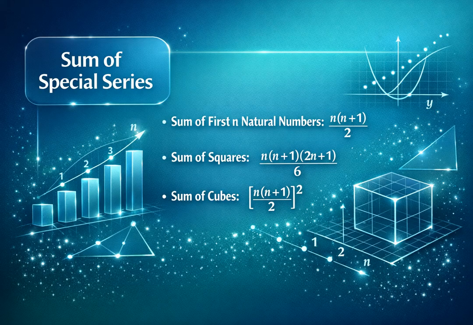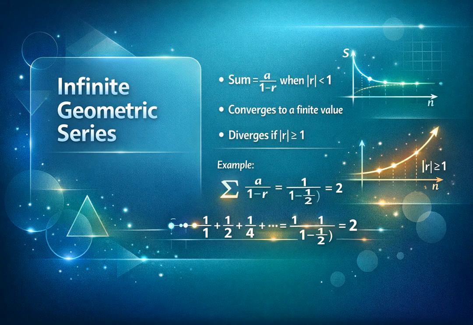Special series formulas are worth memorizing. The sum of first n natural numbers is n times n plus 1 over 2. The sum of squares is n times (n plus 1) times (2n plus 1) over 6. The sum of cubes is (n times (n plus 1) over 2) all squared. These appear frequently in problems. For infinite geometric series, when the absolute value of r is less than 1, the sum converges to a over 1 minus r.